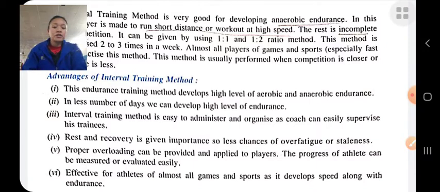It is effective for athletes of almost all games. Interval training methods are good for almost all games and sports, as they develop speed along with endurance. They are very effective for runners, sprinters, middle distance running, long distance running, etc. We should practice once or twice in a week. Proper adaptation to workout is achieved, and it helps to develop a high level of endurance. These are some advantages of interval training.